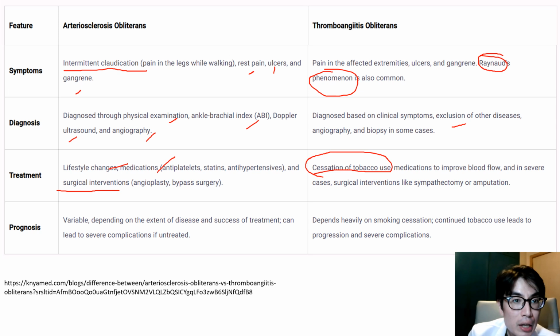The prognosis of arteriosclerosis is extremely variable, depending on the extent of disease and the success of treatment. And the same is true with thromboangitis, with the increased caveat that if the patient does not cease tobacco smoking, the prognosis will continue to get worse, eventually leading to severe complications.